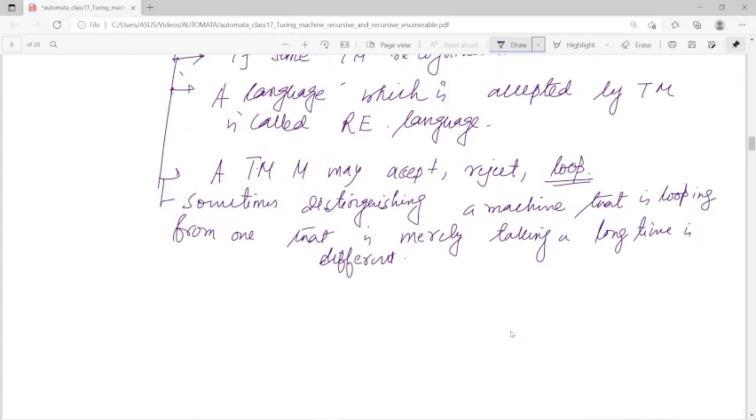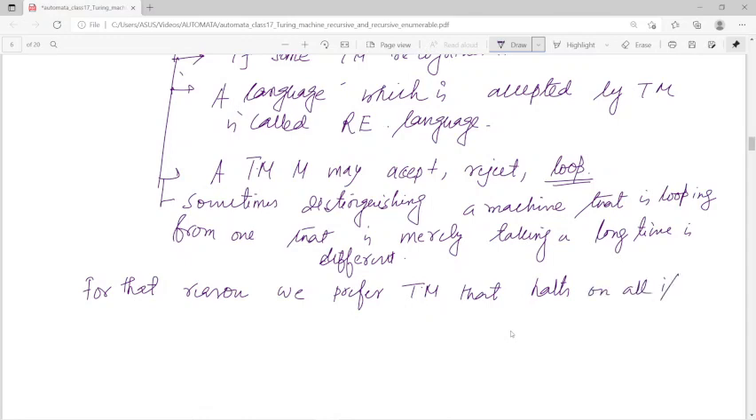And for that reason, we prefer Turing machines that halt on all inputs.